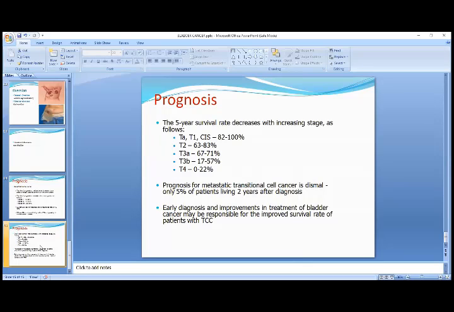Prognosis for metastatic transitional cell carcinoma is dismal, with only 5% of patients living 2 years after diagnosis. Early diagnosis and improvement in treatment of bladder cancer may be responsible for the improved survival rate of patients with TCC. So, likewise in other malignancies, the same rule applies over here. That is, if the patient presents earlier and you diagnose earlier, the treatment options which are available are offered to the patient earlier, and the patient responds to these treatment options and remains strictly compliant with the treatment, then he will have a better prognosis. Whereas if the patient has a careless attitude, then he will soon land in trouble.